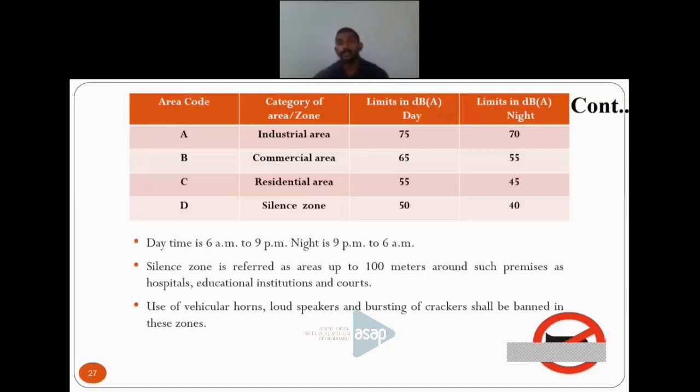The silent zone is a place such as a hospital, education institution, or court, where vehicular horns and loudspeakers are already banned.